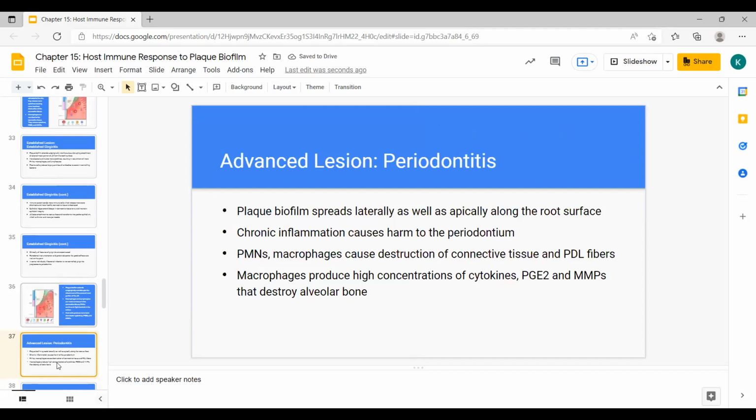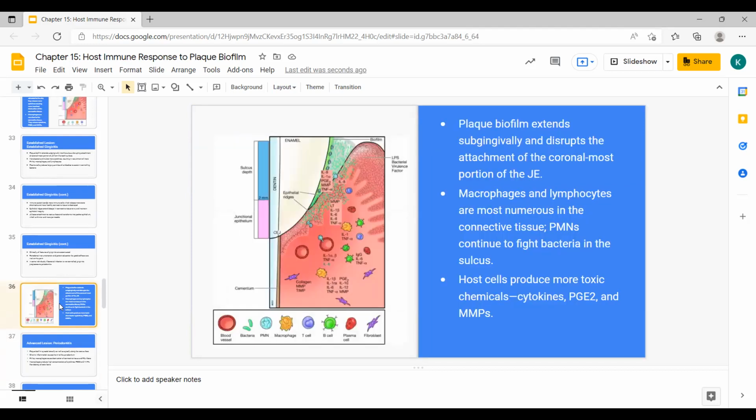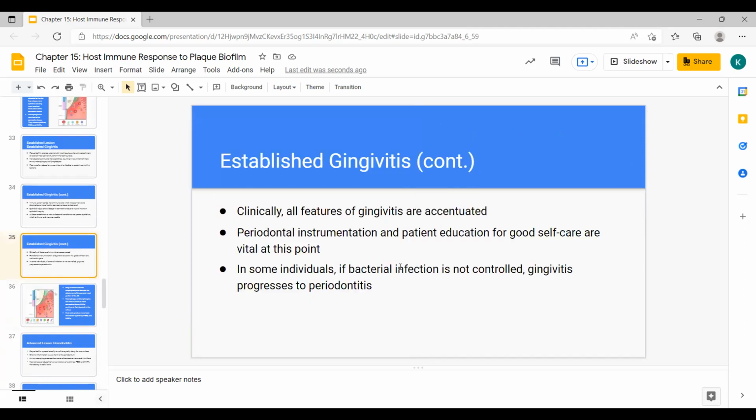So now we are to the advanced lesion, okay? Established lesion, guys, we still do not have apical migration of the junctional epithelium. We may have disrupted some of the coronal most portion of the junctional epithelium, so it may not be as long as it once was, but we do not yet have apical migration, okay? This is where in some individuals, if bacterial infection is not controlled, it will progress into periodontitis.